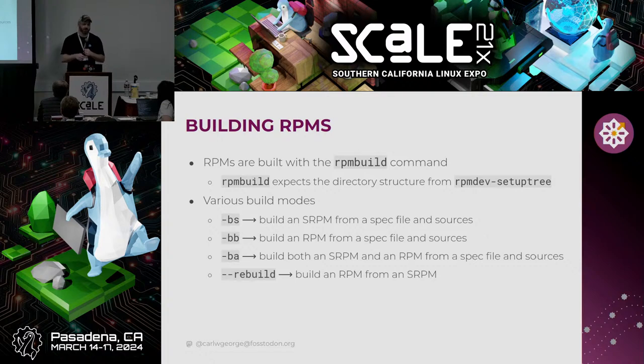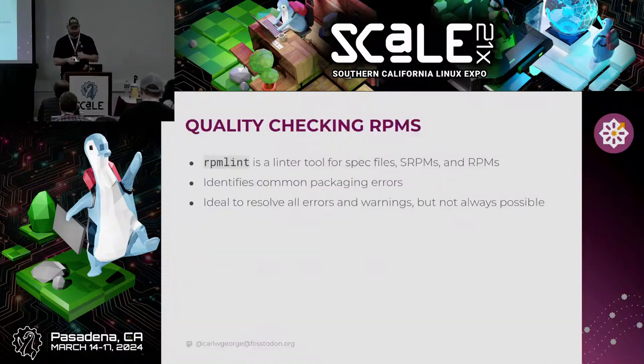This is also about building RPMs. We're gonna build them with the rpmbuild command. That expects the directory structure we made in the first lab, the rpmdev-setuptree. We've got various build modes. -bs is going to build the source RPM from spec file and sources. -bb is going to build your binary RPM from spec file and sources. -ba is going to build both. And then there's also another mode called rebuild that rebuilds an RPM from a source RPM.